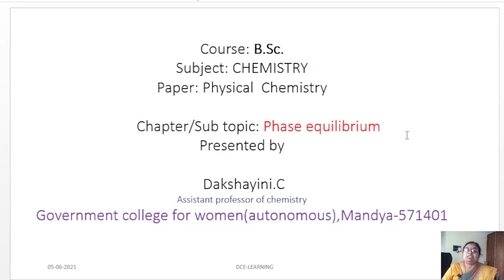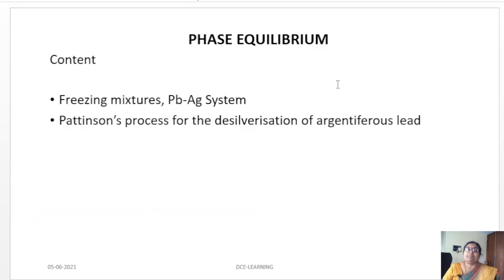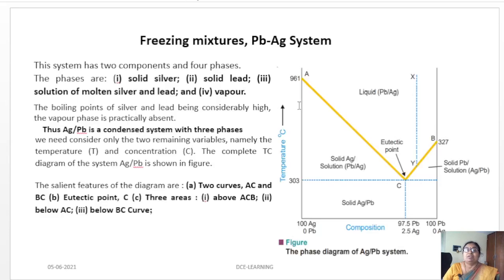Today I am going to discuss phase equilibrium for the course BSc Chemistry, paper Physical Chemistry. This session contains freezing mixtures, the lead-silver system, and the pattern and process for the desilverization of argentiferous lead. Freezing mixture: lead-silver system.